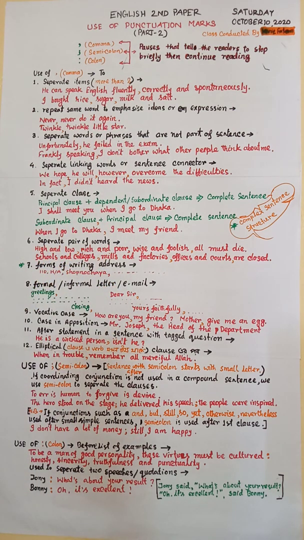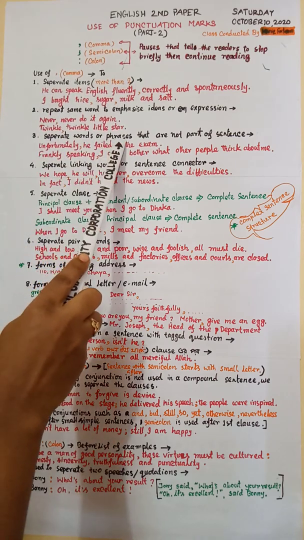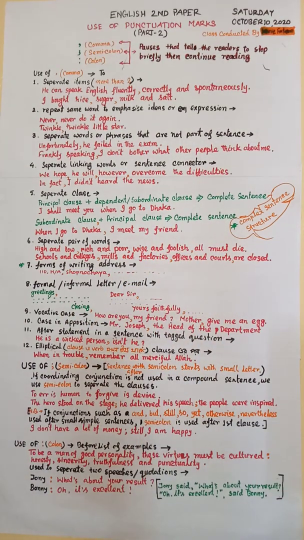Number 3. Comma is used to separate words or phrases that are not part of a sentence. That are not parts of a sentence.